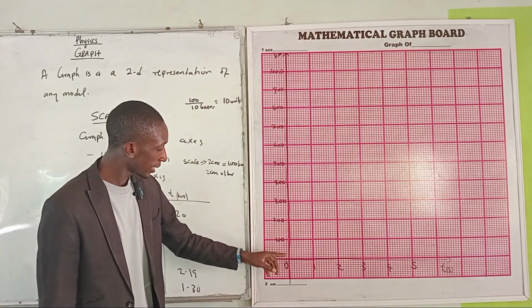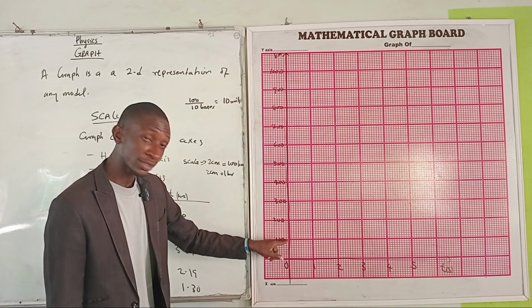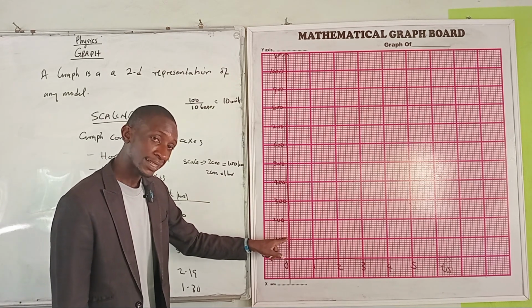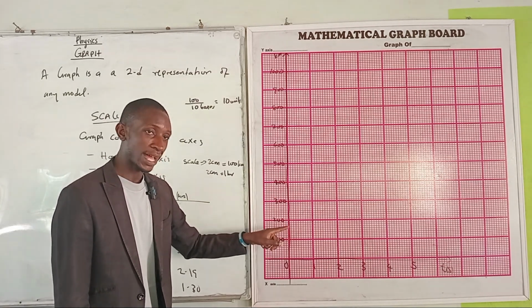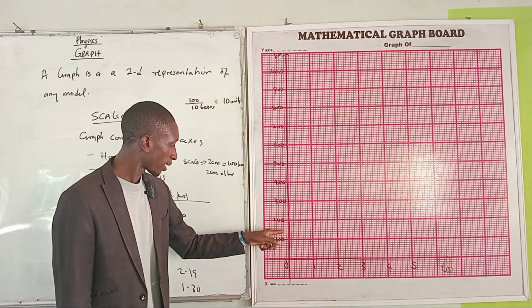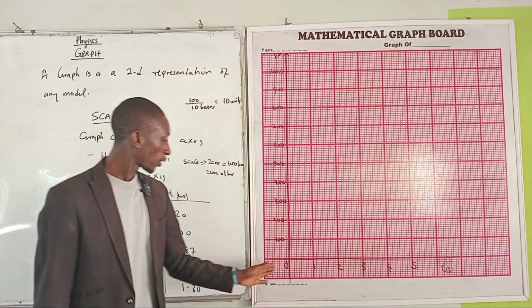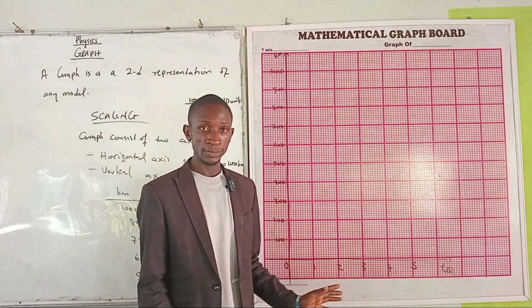So 10, 10, 10. That means from here I can have 100, I can have 110, I can have 120, I can have 130, I can have 150. I can find it. So on this line, the same principle.